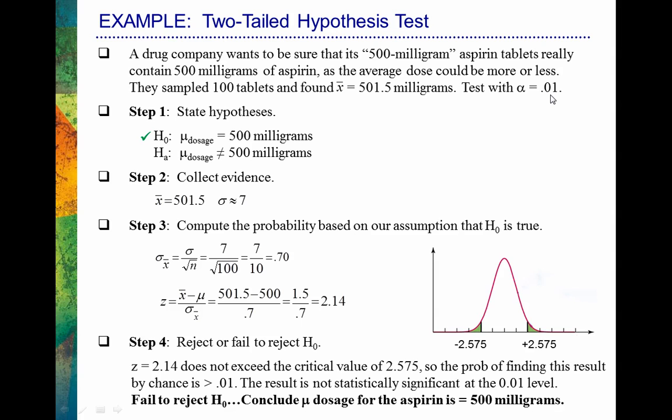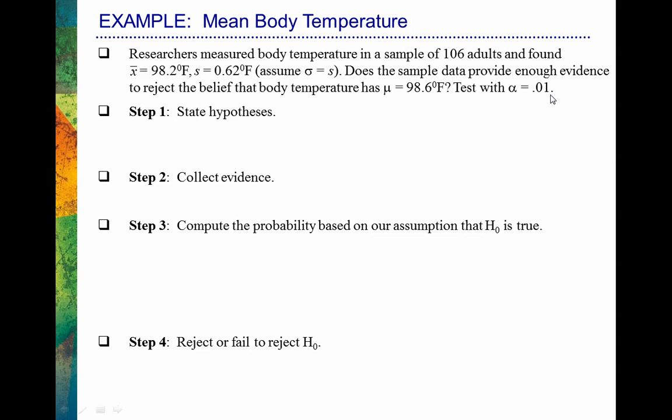Let's go through one more example. Researchers measured body temperature in a sample of 106 adults and found that the sample mean was equal to 98.2 degrees Fahrenheit. And let's say that the sample standard deviation was equal to 0.62 degrees Fahrenheit. And we're just going to assume that the population standard deviation and the sample standard deviation are essentially equal, so we can use that value in our z formula. Does the sample data provide enough evidence to reject the belief that body temperature has a population mean of 98.6?